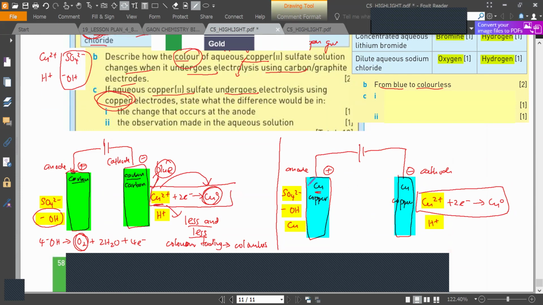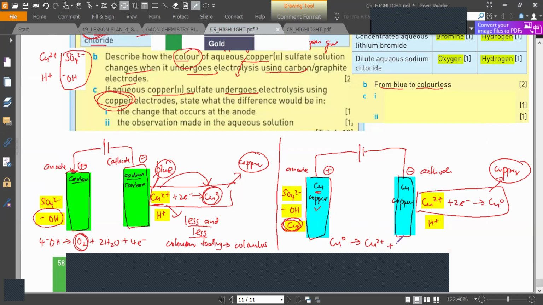So the same copper, and the product is the same. But here, this one will be different. Here we will be choosing the copper. This is the difference when we use the copper electrode. The copper will lose 2 electrons to become copper 2 plus.